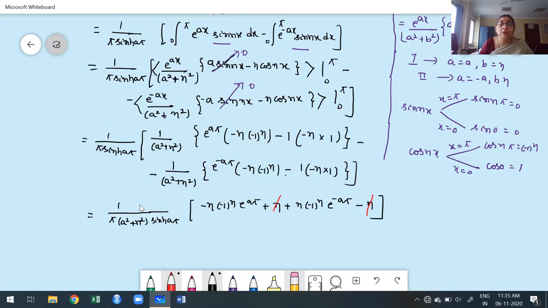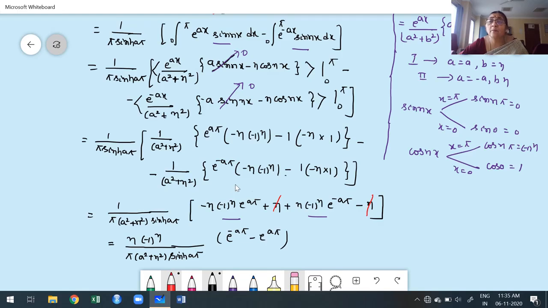Next, move to the next. From these two terms, what's a common factor? N into minus 1 to the power of n is a common factor, divided by pi into a square plus n square into sine hyperbolic of a pi of e power of a pi minus e power of minus a pi.